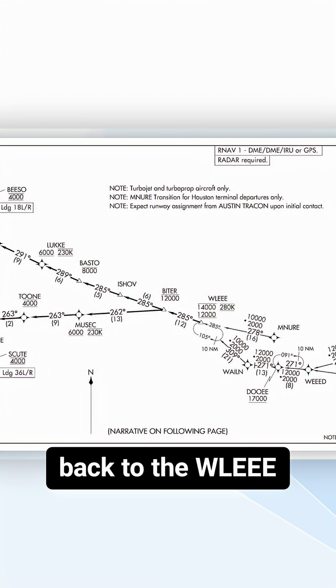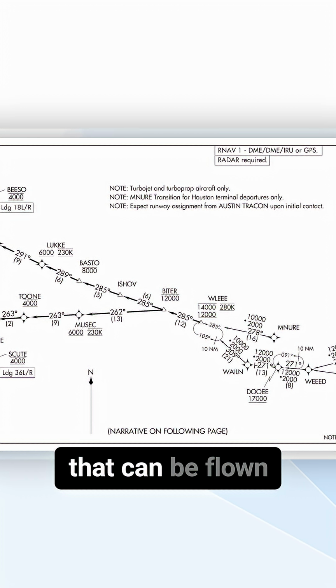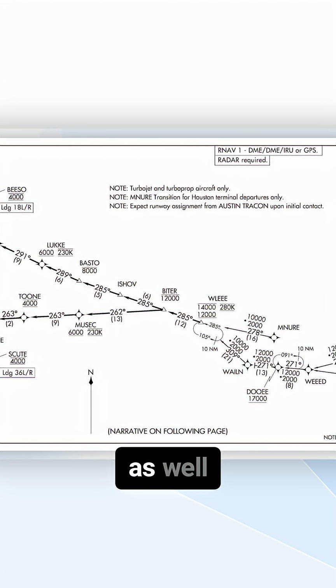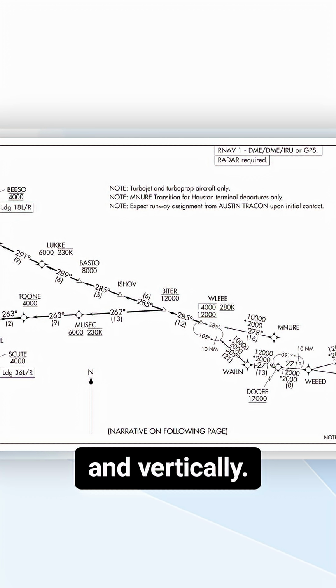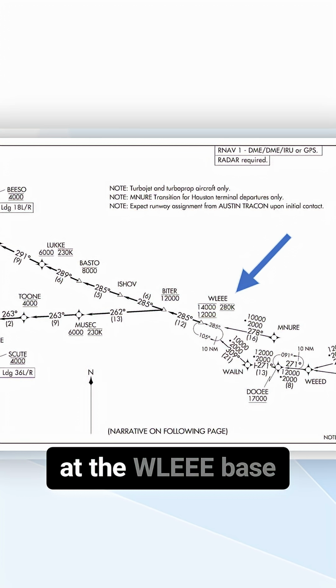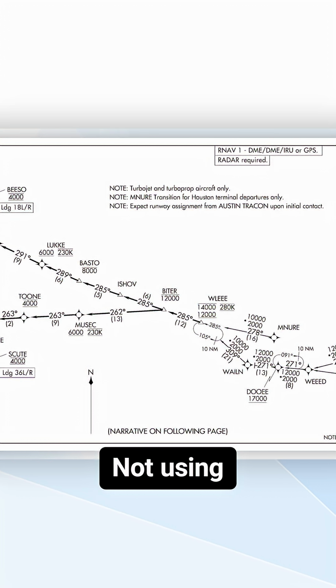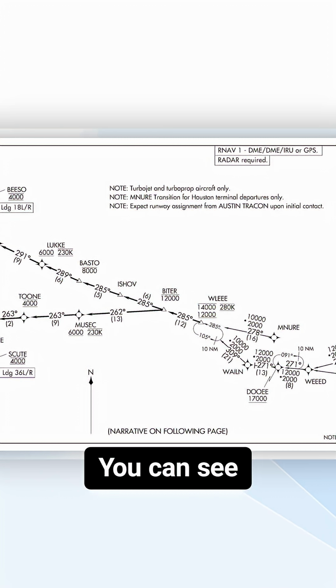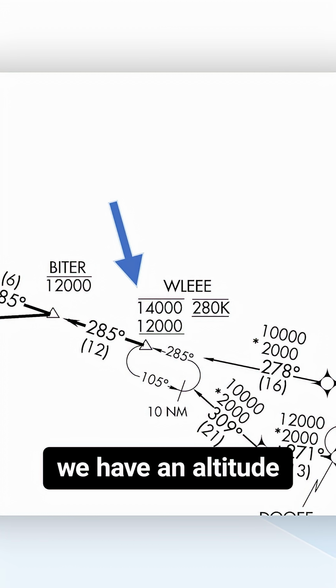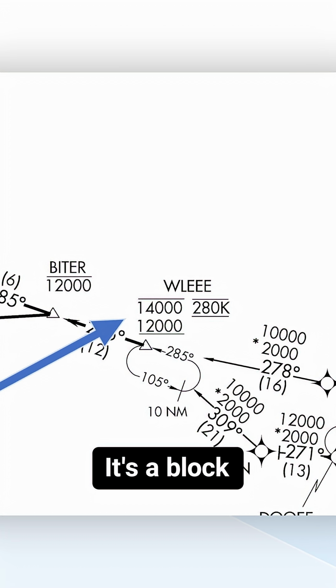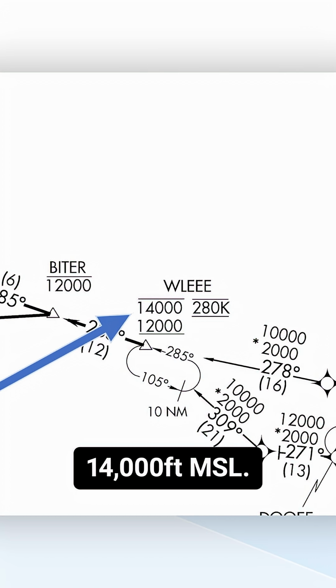Okay, so let's go back to the Willie 7 here. This is a procedure that can be flown laterally only, as well as laterally and vertically. And let's just start at the Willie base fix here, not using a transition. You could see as we zoom in that we have an altitude restriction over Willie. It's a block altitude between 12,000 and 14,000 feet MSL.